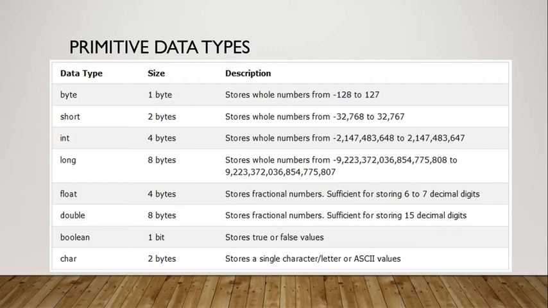A primitive type is predefined by the language and is named by a reserved keyword. Primitive values do not share state with other primitive values. The 8 primitive data types supported by the Java programming language are: byte.